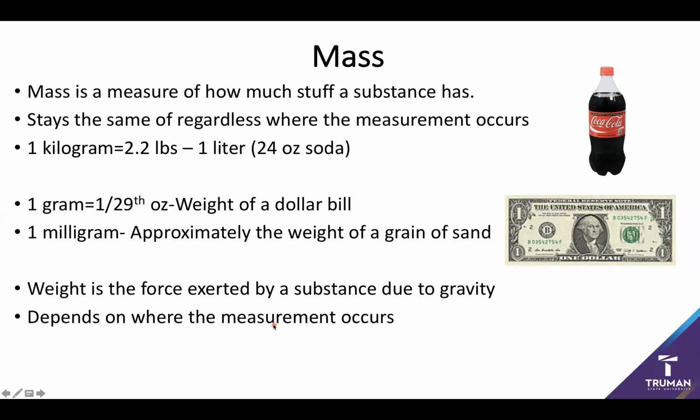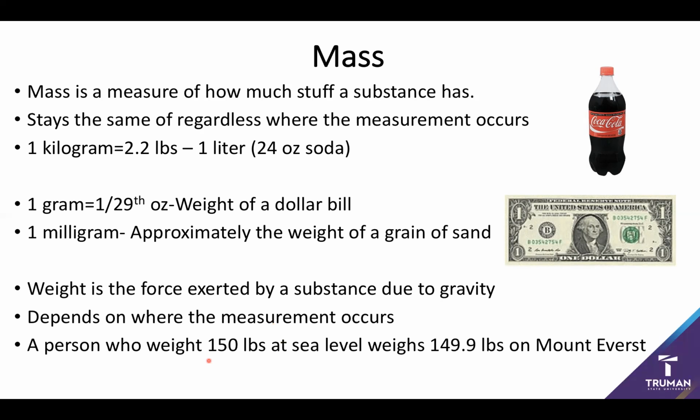Because one of the cool things is that weight depends on where a measurement occurs. If you are further away from a source of gravity, you're going to weigh less. And actually, a kind of cool thing is if you weigh about 150 pounds at sea level, you're going to weigh 149.9 pounds on Mount Everest. So it is worth noting that over Earth scales, there isn't too much difference. But by using mass, we're also able to apply chemistry to things like astrochemistry, or how chemical reactions occur in space. So it's a much more consistent unit of measure and fairly useful in that way.